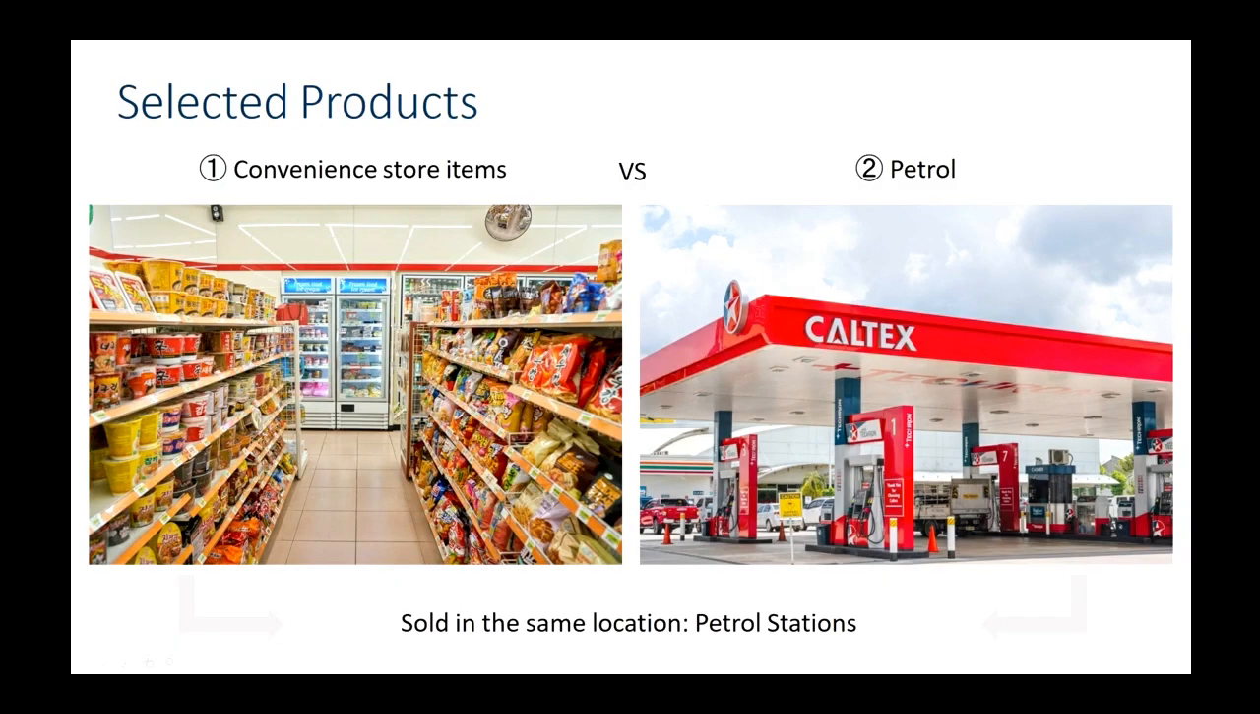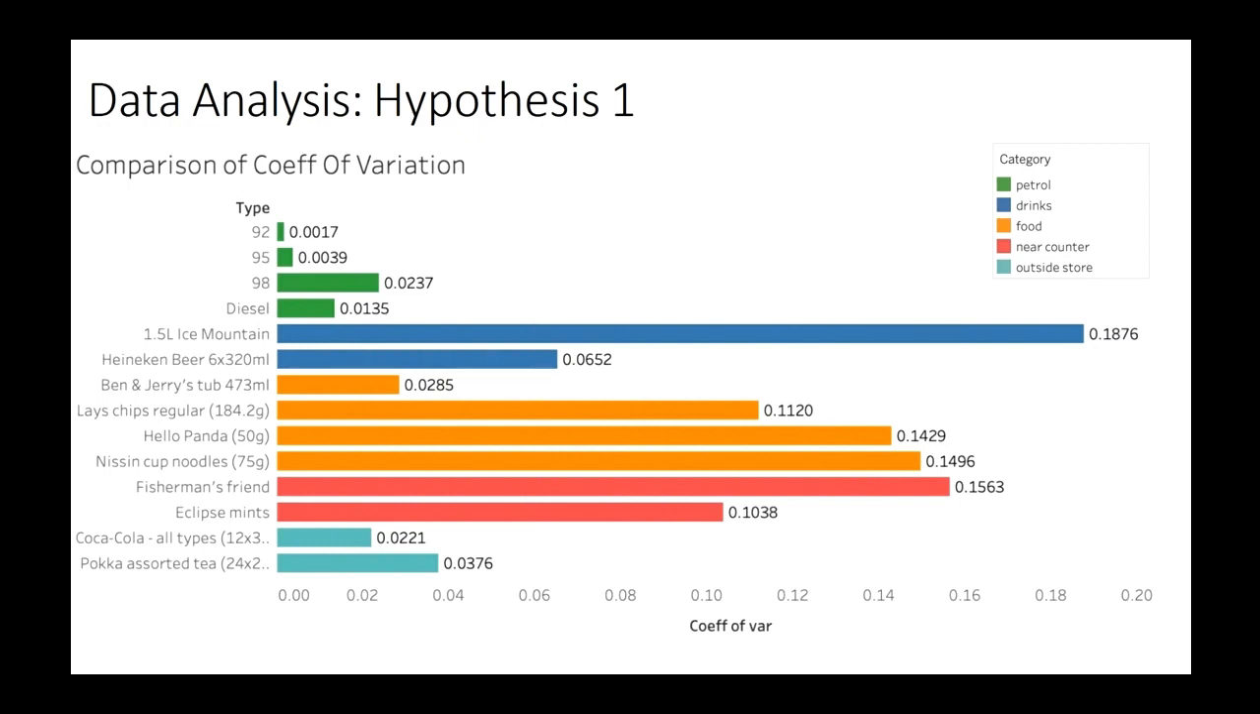Here is an example of student work from this project. This group chose to compare the price dispersion for petrol to the price dispersion for convenience store items sold within the same petrol stations. Their hypothesis is that since petrol prices are easy to search, since these prices are listed online, that price dispersion will be low. And in contrast, convenience store item prices are harder to search since they are not listed online. Using the coefficient of variation as their measure of price dispersion, this group does find that petrol prices are less dispersed than convenience store item prices.